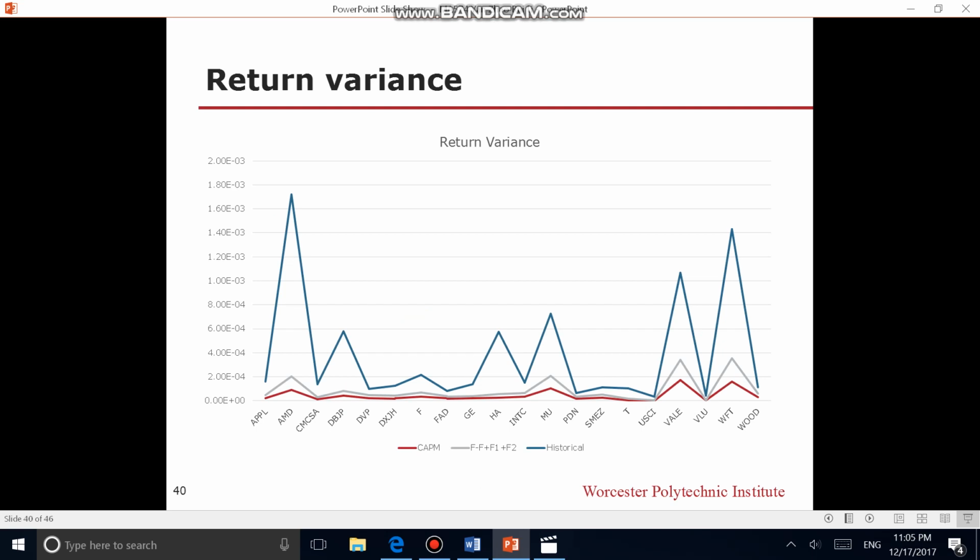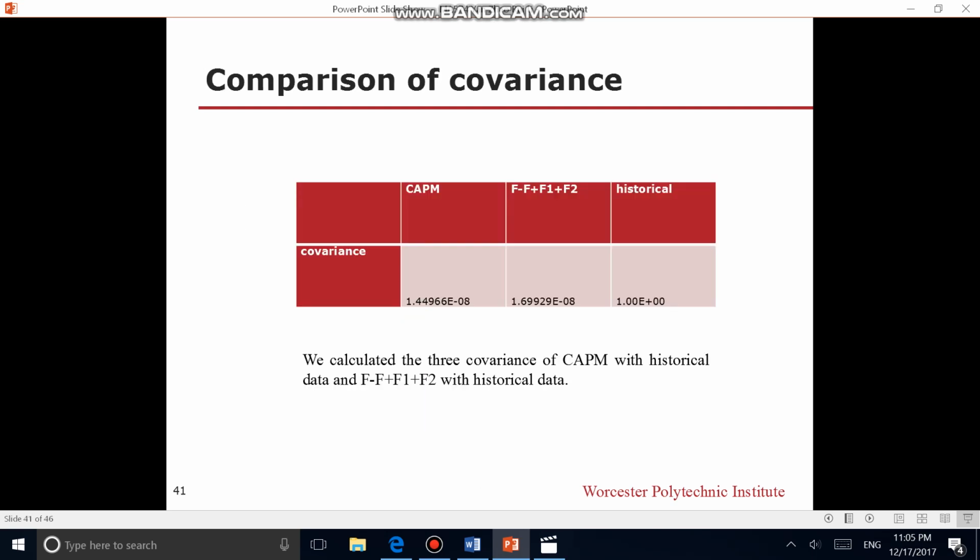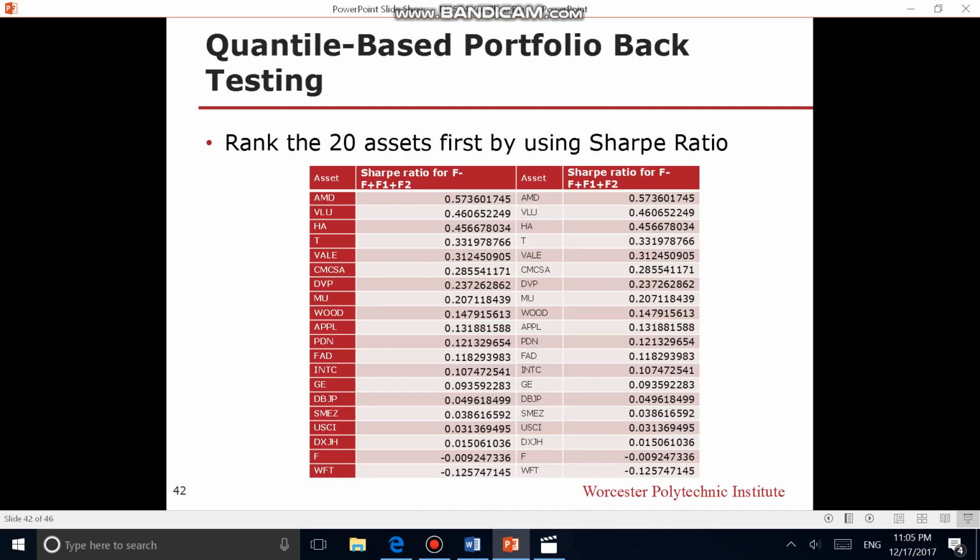And besides, we also find FF plus F1 and F2 is somehow a good model to predict, and that means our F1 and F2 are good predictors. And here is the covariance. We use the historical and FF to calculate the covariance.